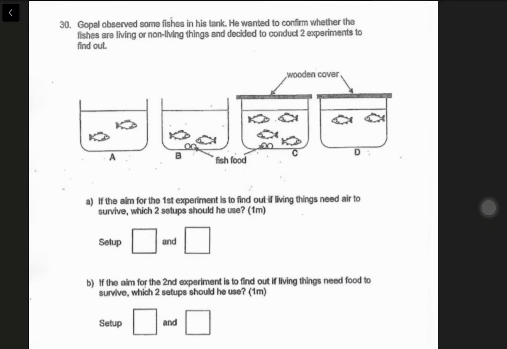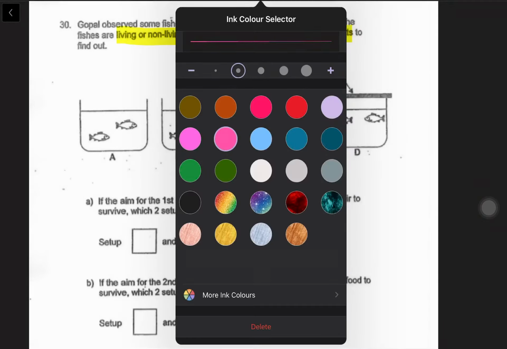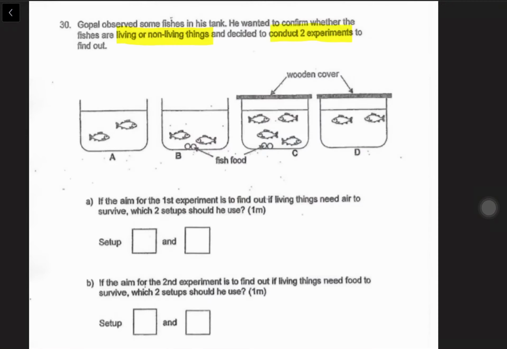So Gopal observed some fishes in his tank. He wanted to confirm whether the fishes are living things or non-living things, and he decided to conduct 2 experiments to find out. All right, so this question is about conducting an experiment related to living things and non-living things. We can take a look at the question first, and then we do our TKR square.